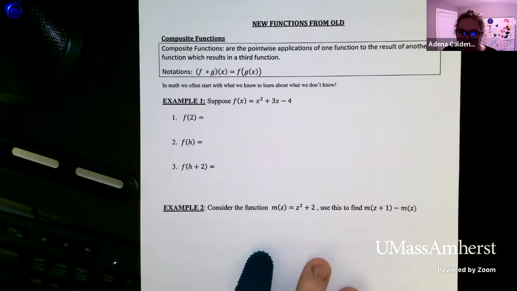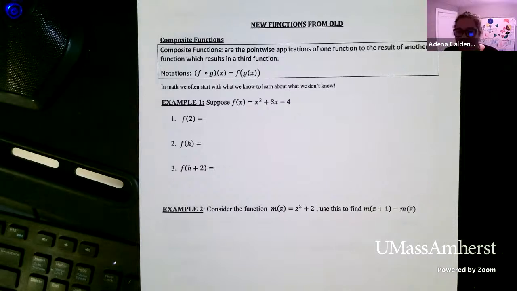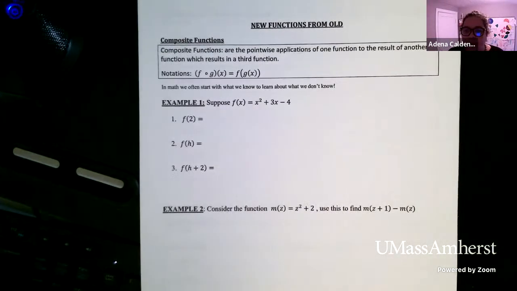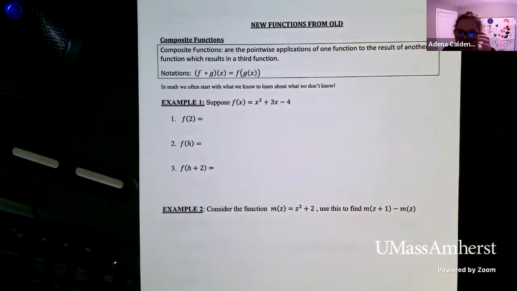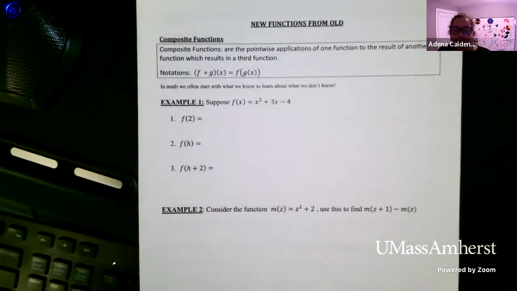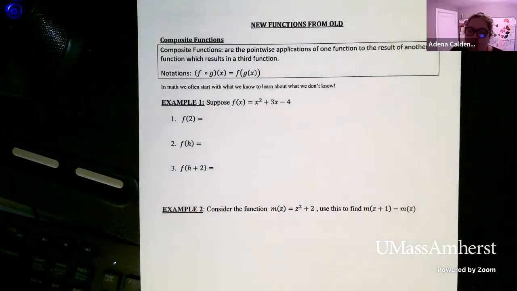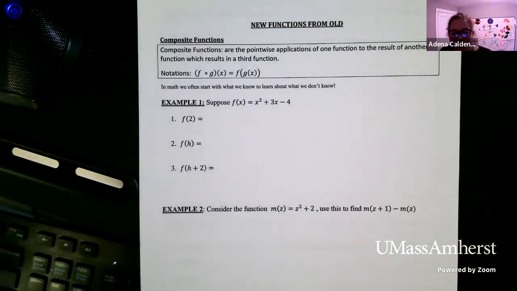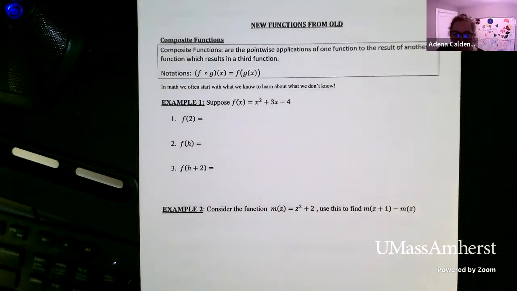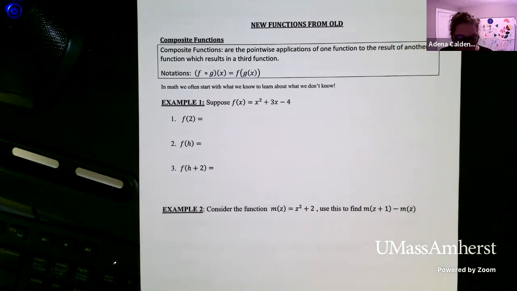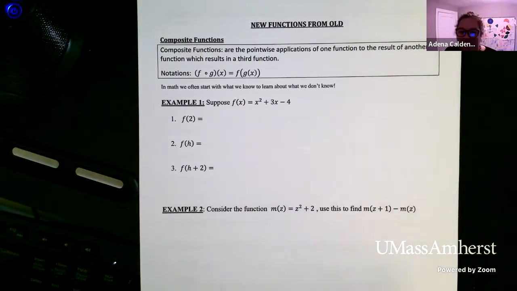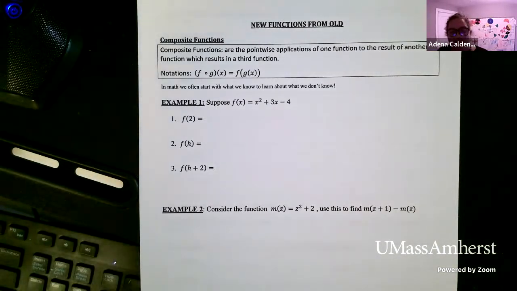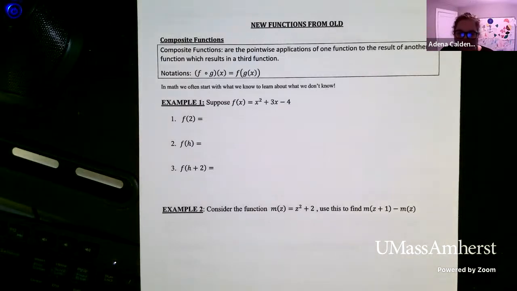Okay. And so like I mentioned today, the big picture overview is new functions from old. So when we talk about creating new functions and transforming them in different ways, there's a lot of different things we can do. But I want to remind you, the process is that we're going to take what we know how to do and then start applying it to what we don't know how to do. So let's start with just the general definition of what is called a composite function.